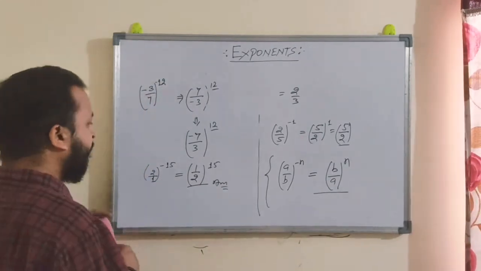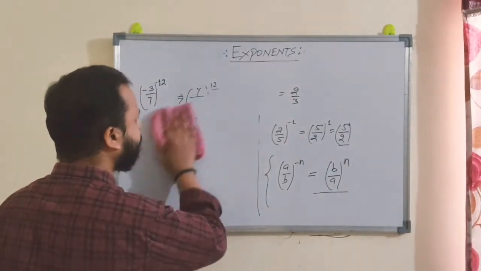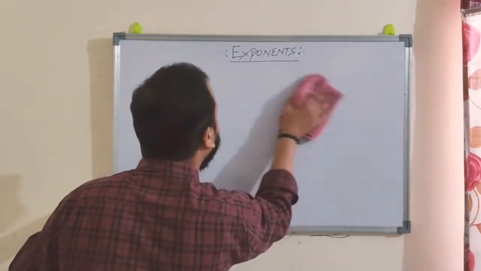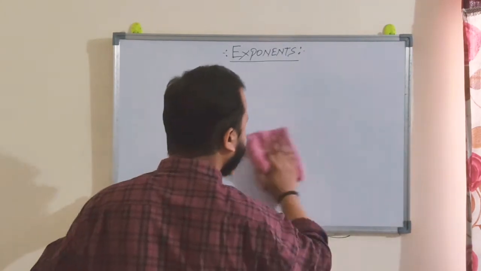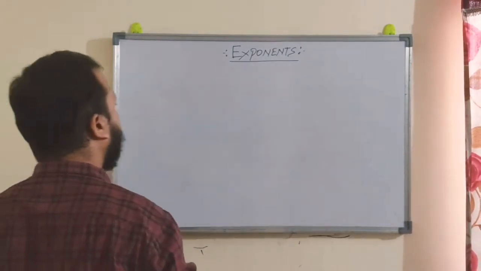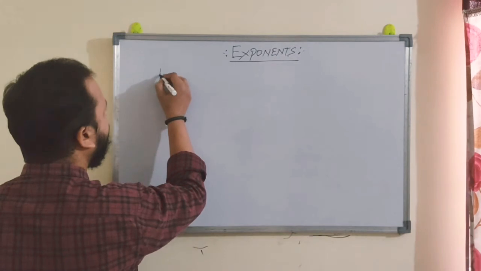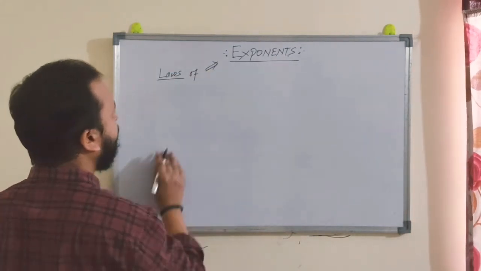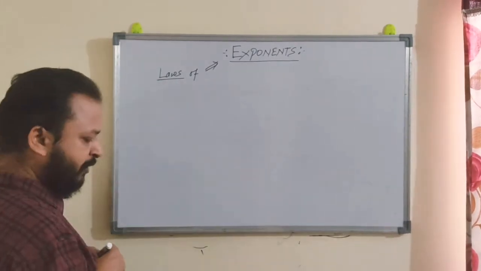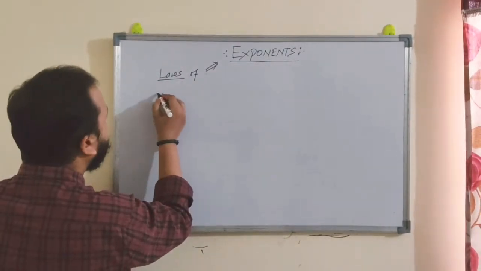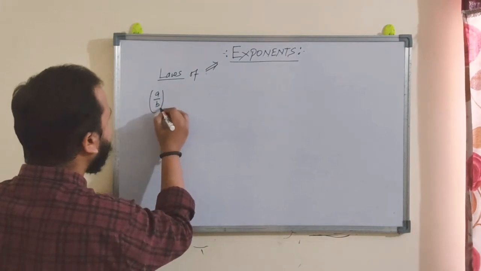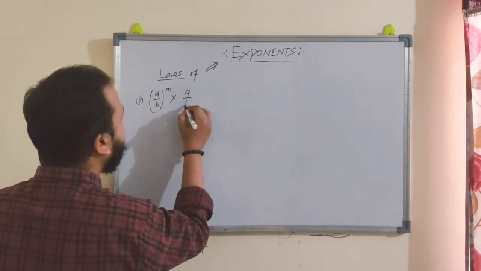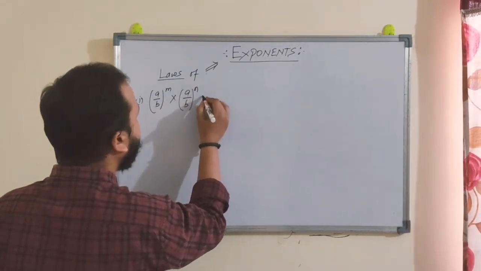Now we are coming to discuss some laws. So laws of exponents, there are certain laws which we are going to use to solve the questions. So laws of exponents. The first law is: if two rational numbers are given, suppose a by b raised to the power m multiplied by a by b raised to the power n.